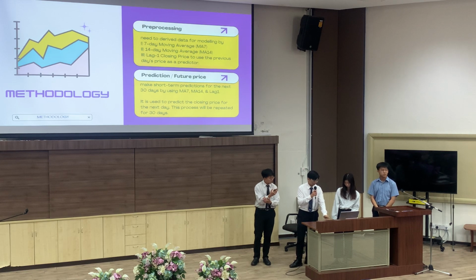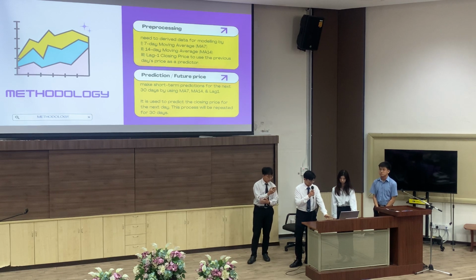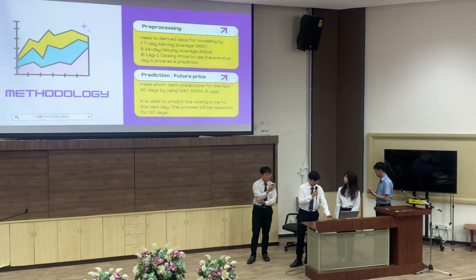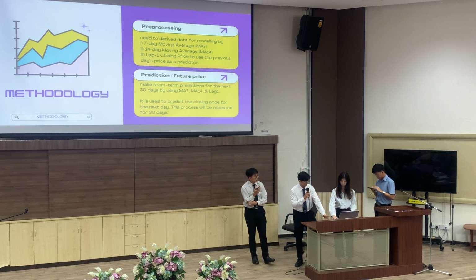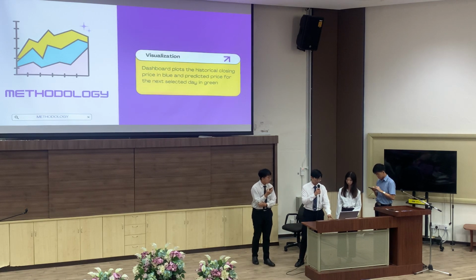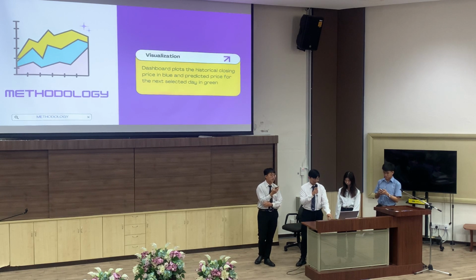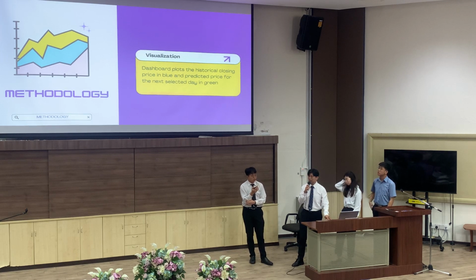For prediction, we make a short-term prediction for the next 30 days using MA7, MA14, and the lagged close, and it is used to predict the closing price for the next day. This process repeats for 1 month. The visualization dashboard plots the historical closing price in blue and the predicted price for the next days in green. All this will be shown in our dashboard.